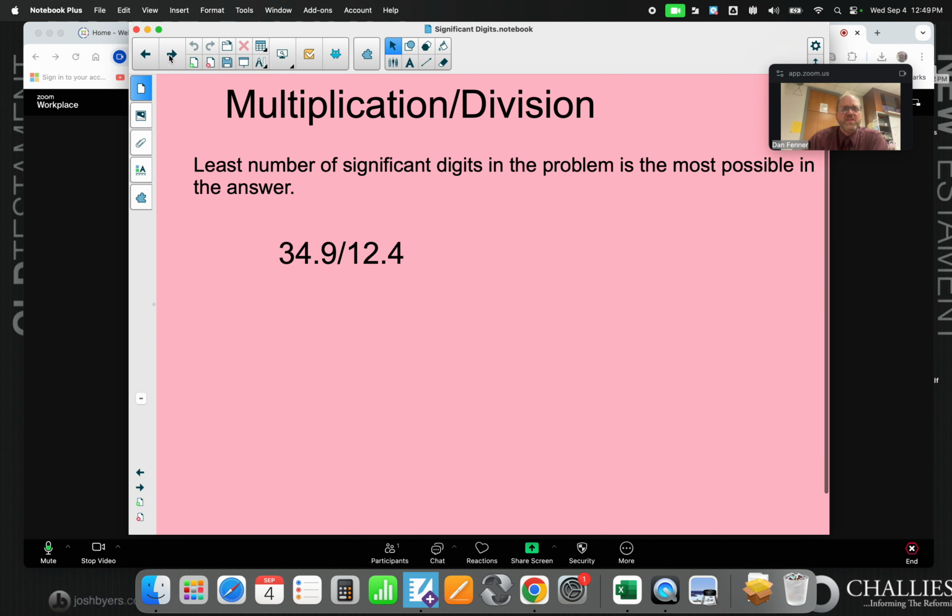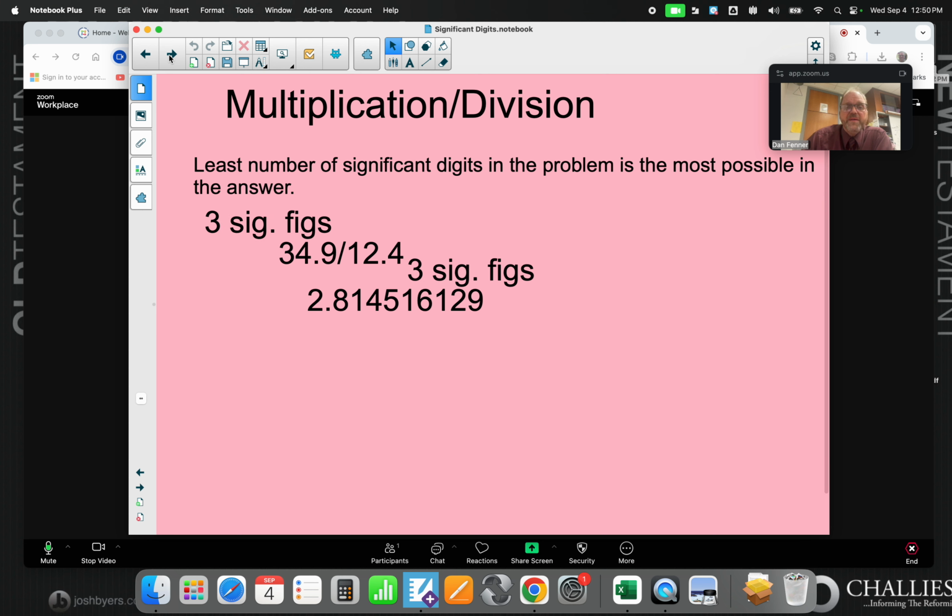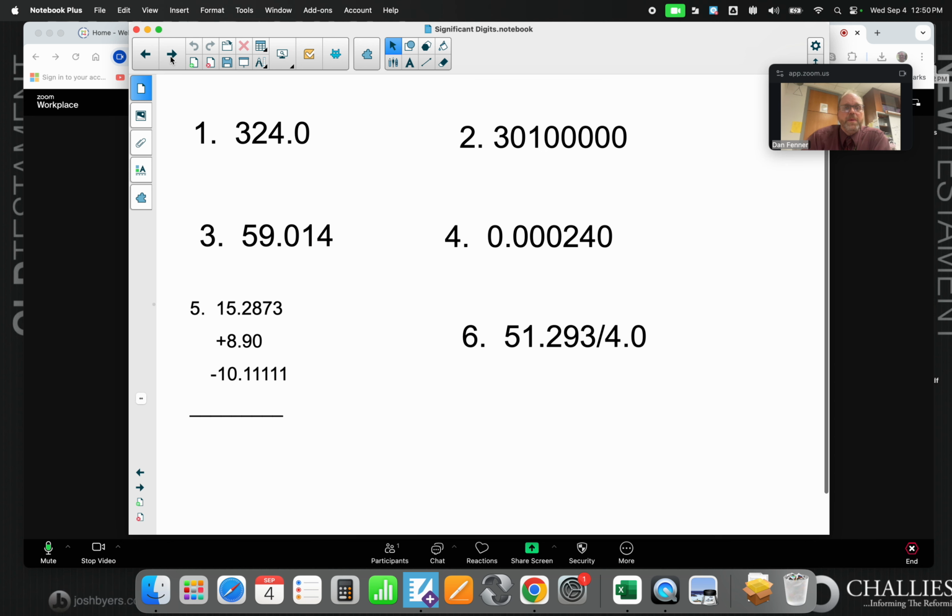So let's say I give the number 34.9 and divide that by 12.4. When we multiply that through, I get 2.81451629. Now, I have 3 sig figs in 34.9. I have 3 sig figs in 12.4. Of 3 and 3, the least number is 3, so I can only have 3 in the answer. Answer is 2.81. The number to the right here is a 4. It's less than 5, so we drop it. 2.81 is my answer.